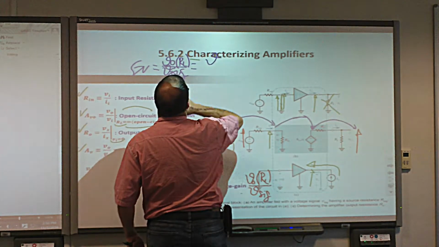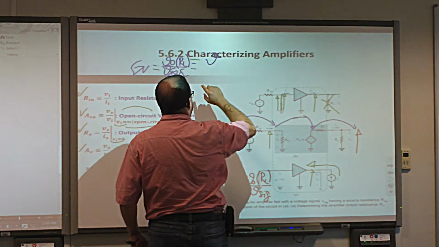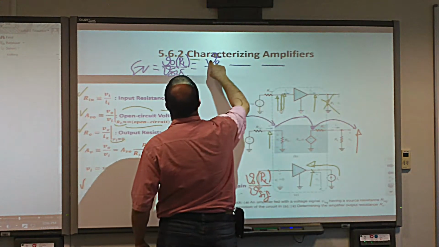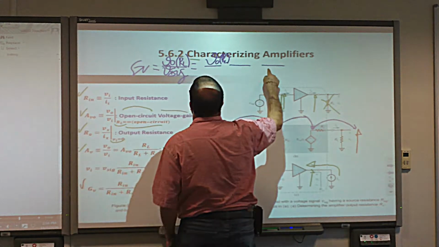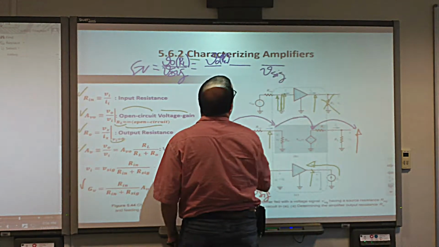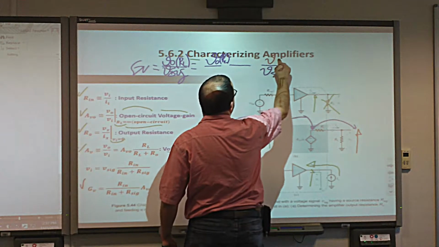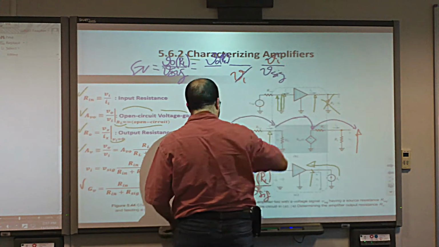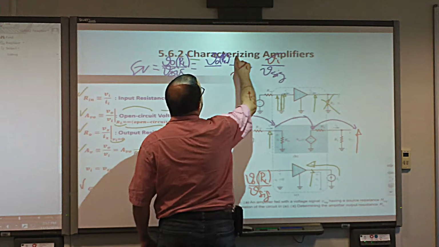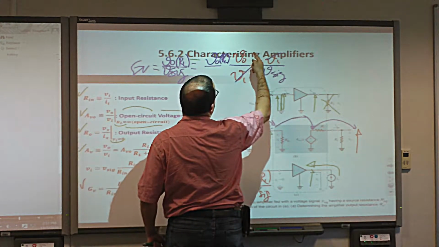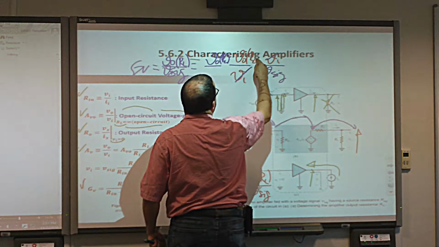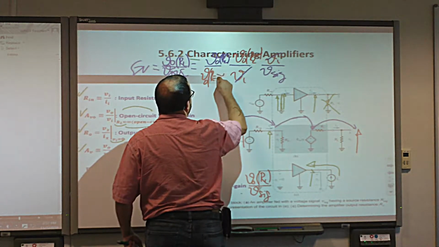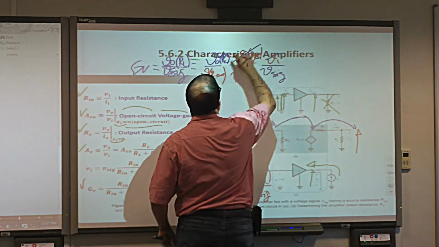That means I will take this V out, divided, divided, divided. V out here, across RL, and at the end I have V signal. So what do I do next? I put here V in, and then here V in. Why? Because I want to cancel this. And then I go here, V out with RL equal to infinity, divided by V out with RL equal to infinity. So I can easily cancel them out too. Yes or no?